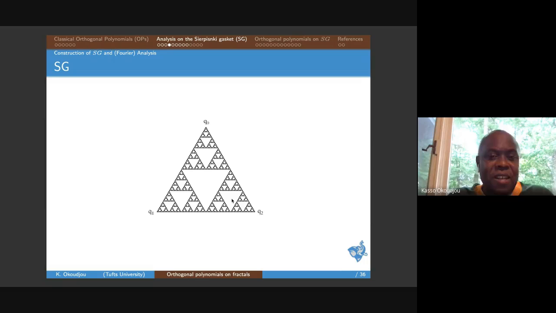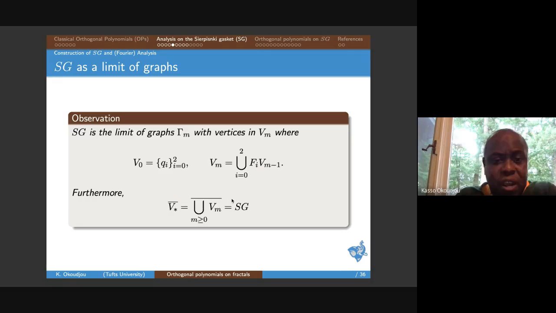Now, I don't think this gives you a clear idea of what a particular point or a generic point will be in the Sierpinski gasket. And that way it will be handy to go back to the fact that you can view the unit interval as a limit of graphs. And so here I want to explain how you can view the Sierpinski triangle as a limit of graphs.